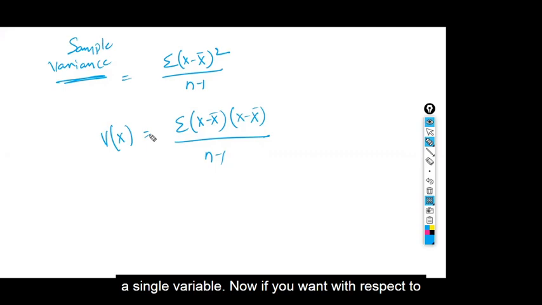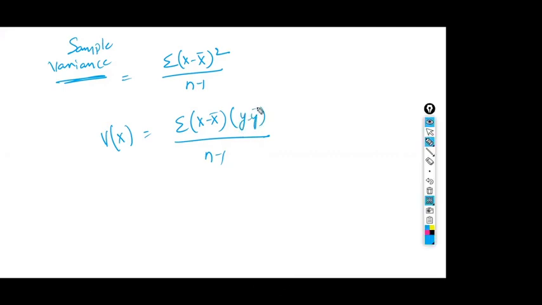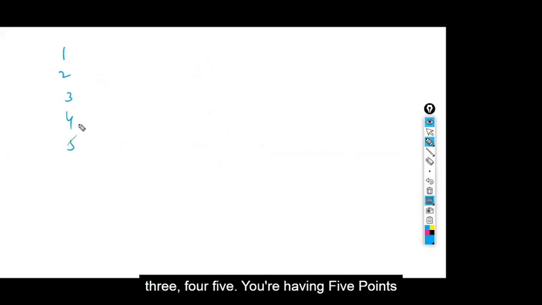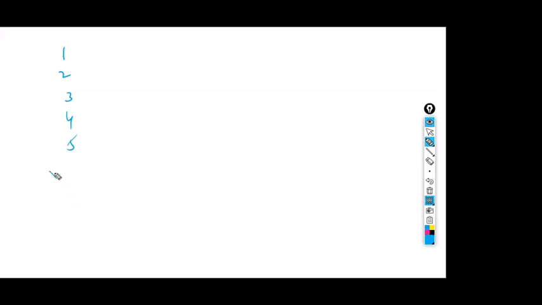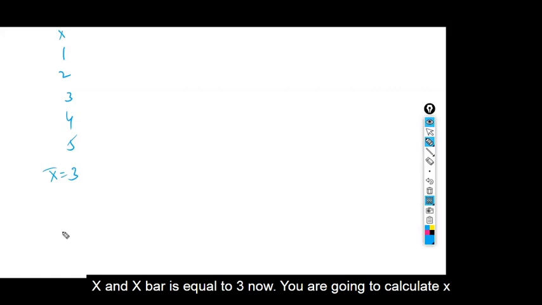Now if you want it with respect to two variables at a time, for the second variable, instead of considering x, you have to consider y. Change this one to y. So, example: 1, 2, 3, 4, 5. You have 5 points like this. For this, what is the average value? Let us assume this is x, and x bar is equal to 3.